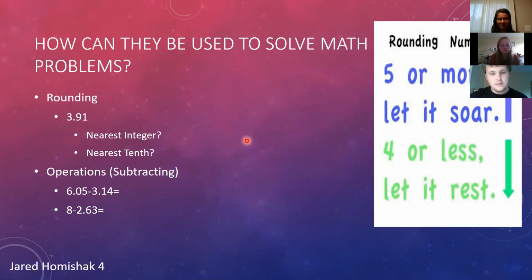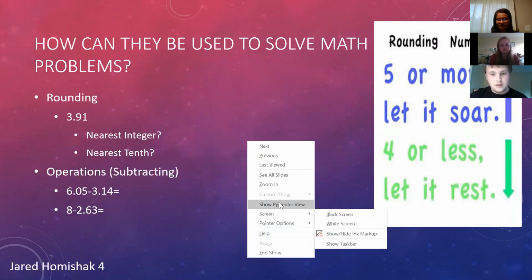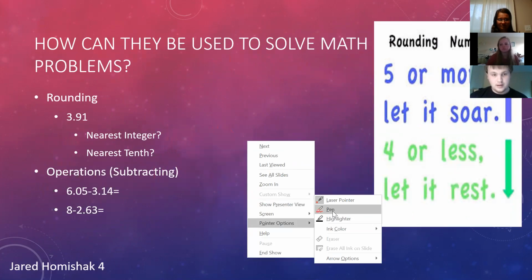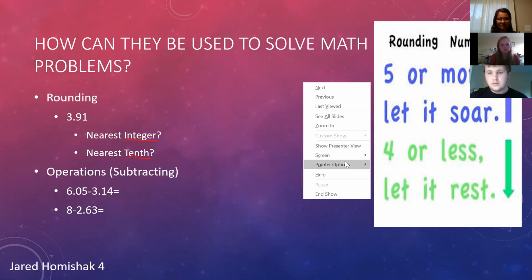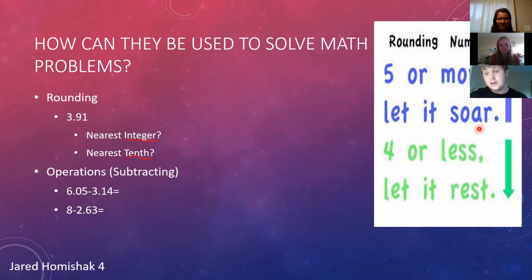So let's start off with rounding here. We have the number 3.91. We want to know how it would be rounded to the nearest integer and to the nearest tenth. The main thing to remember when rounding is to look at my picture over here where it says rounding numbers. When the number is 5 or more, you want to round up or let it soar. Likewise, when it is 4 or less, we need to lower that number down or let it rest.